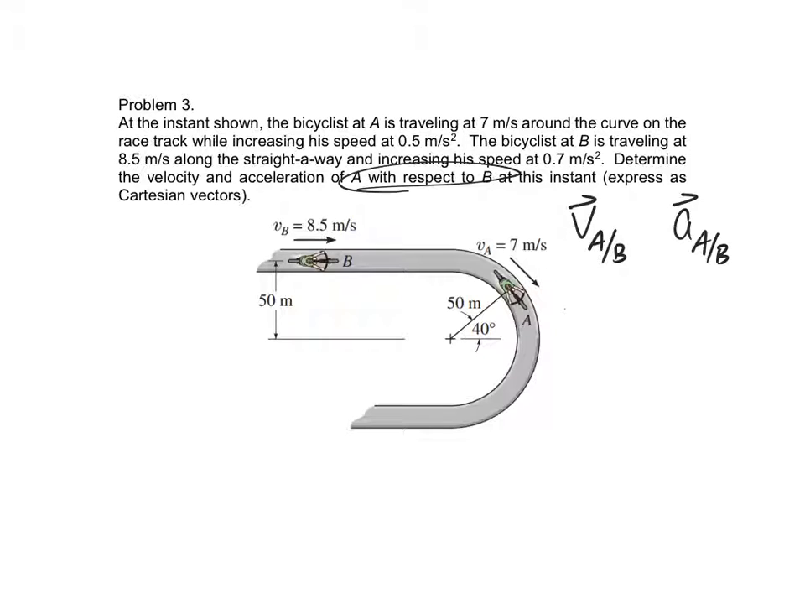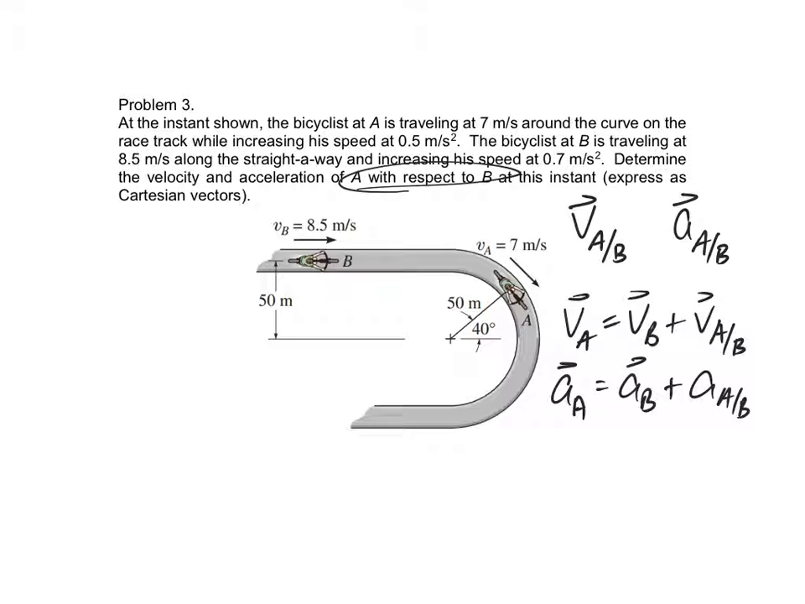So my first equation I'm going to write is VA is equal to VB plus VA slash B. That's kind of how I like to remember it and do these problems. Also, acceleration of A is equal to acceleration of B plus acceleration of A slash B. You may want to rewrite that as VA slash B is equal to VA minus VB. Perfectly fine, but that's how I start mine. Okay, so I want to find VA slash B. Let me start with that one.